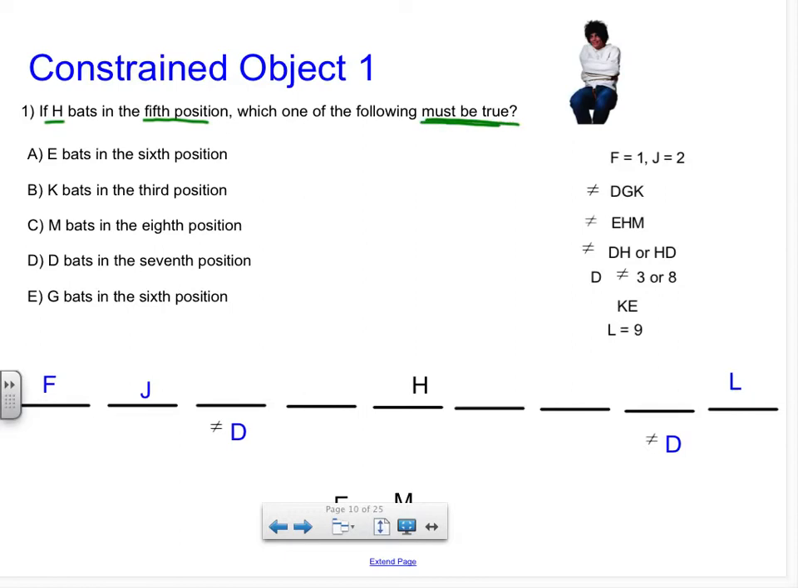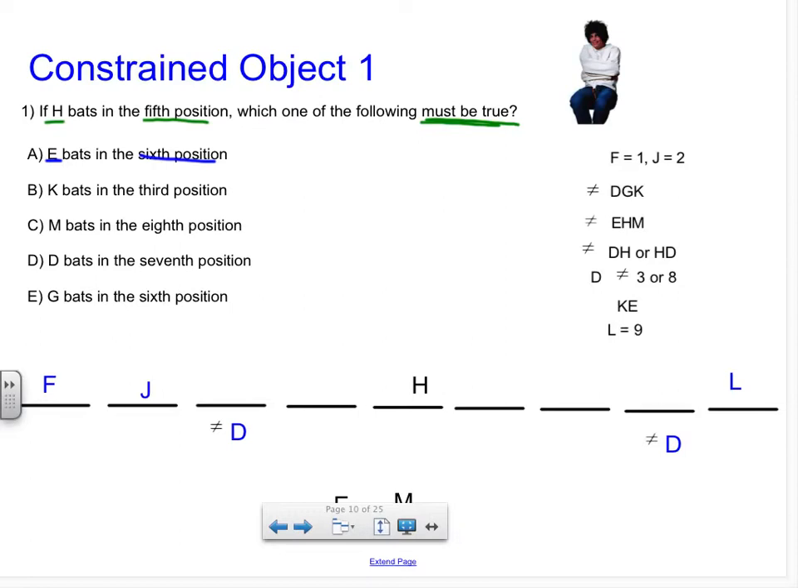So it's a good idea to underline must be true, so that you understand exactly what we're looking for. So here, when they say must be true, it means that's the only way, there's no alternative. So we'll be always looking for alternative solutions to what the question asks for. So let's take a look at A. So A says E, that's in the 6th position.